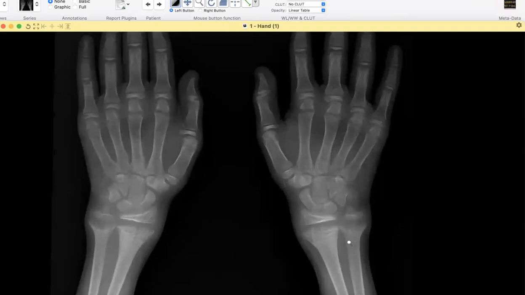It's obviously rickets. The findings over here are fraying of the metaphysis, where you have this indistinct margin. Okay, you don't have a sclerotic margin here. There's also splaying, which is more prominently seen with the ulnar metaphysis over here. The metaphyseal margins are splayed, they are displaced peripherally, and there's also cupping. Okay, so these are the three main things: fraying, splaying, and cupping.